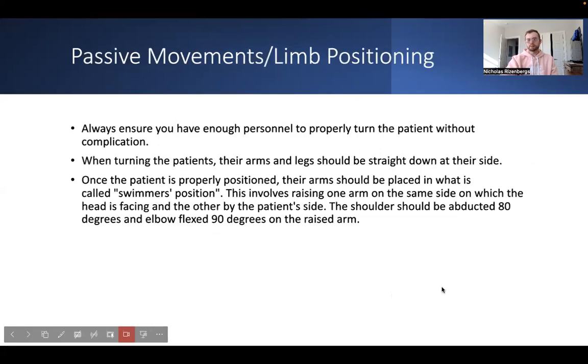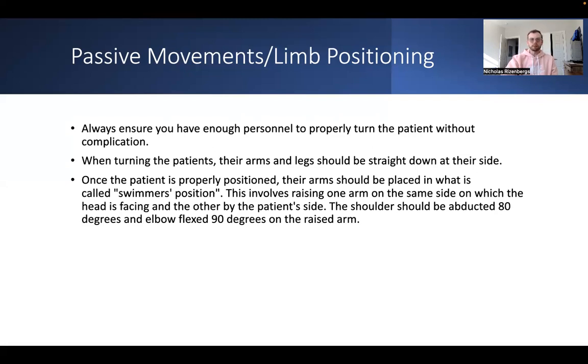So passive movements and limb positioning. Always ensure you have enough personnel to properly turn the patient without complication. We spoke about that already. That's a big thing to consider. You need the amount of people who can do that, who are capable of doing so. When turning the patients, their arms and legs should be straight down at their side in that cocoon, wrapped up. Once the patient is properly positioned, remove the cocoon.